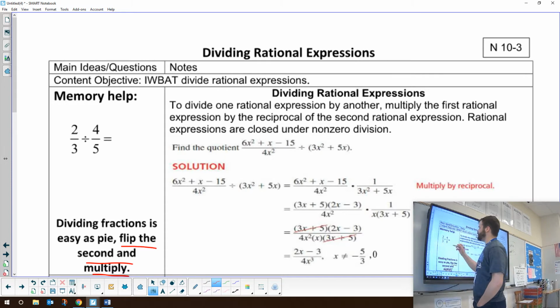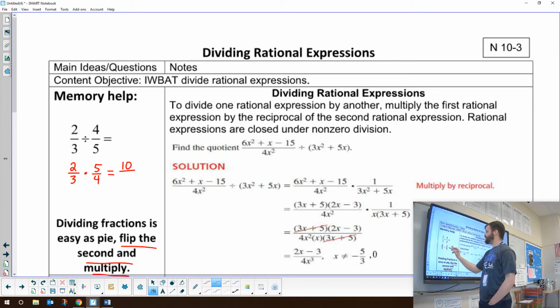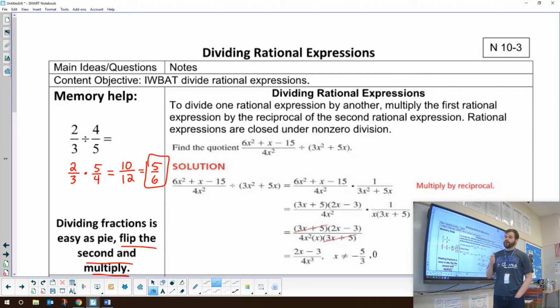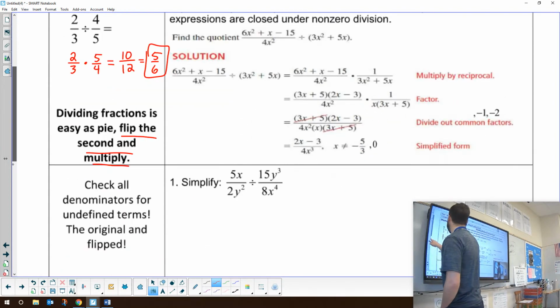So all we're really doing here, for instance, if I have these two fractions, like you saw in middle school, 2/3 divided by 4/5, all I need to do is go 2/3 times 5/4. Flip that second fraction and multiply. 2 times 5 is 10, and 3 times 4 is 12. And 10 over 12 equals, after we reduce it, 5/6. So, long story short, all you have to do to divide fractions is multiply by the reciprocal of the second one. Flip and multiply. So the one that comes after the division.